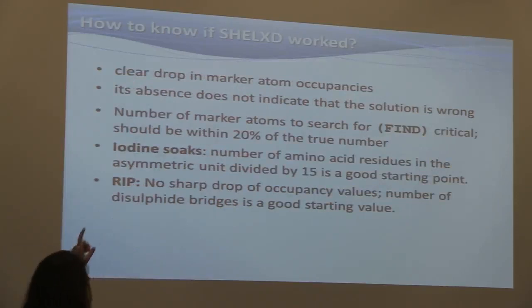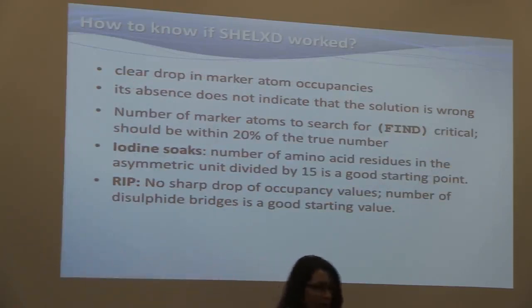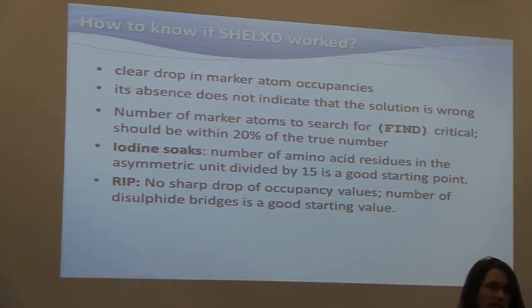So another indicator is a clear drop in marker atom occupancy. You get your substructure, and SHELX will calculate an occupancy for them. If the occupancy is high, high, high, and then suddenly low, low, low, that's usually an indication that it has worked, and the substructure might be correct, or at least partially correct. However, if that doesn't happen, that's not an indication the substructure is wrong.